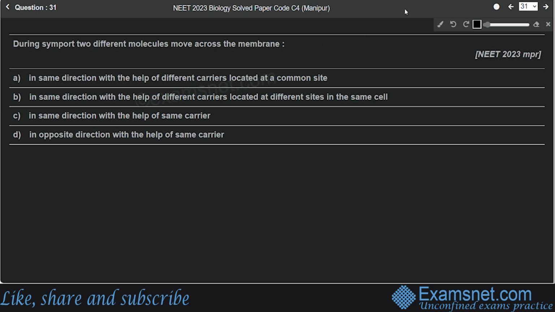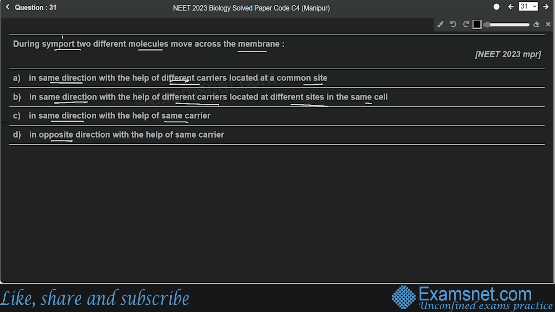Question number 31 is from the chapter Transport in Plants, and the question is, during symport, two different molecules move across the membrane. Option A, in same direction with the help of different carriers located at a common site. Option B, in same direction with the help of different carriers located at different sites in the same cell. Option C, in same direction with the help of same carrier. And option D, in opposite direction with the help of same carrier.